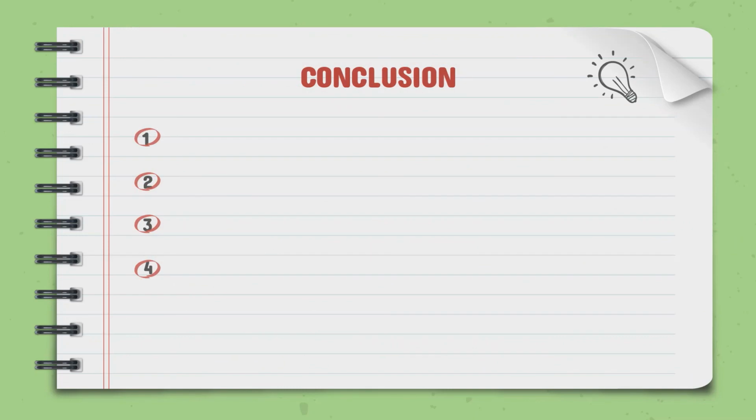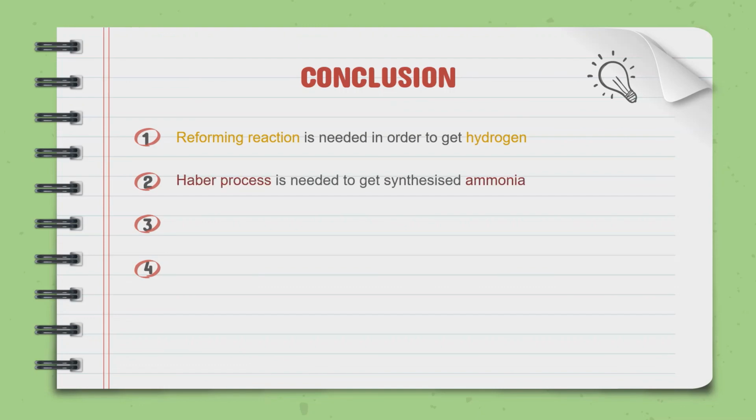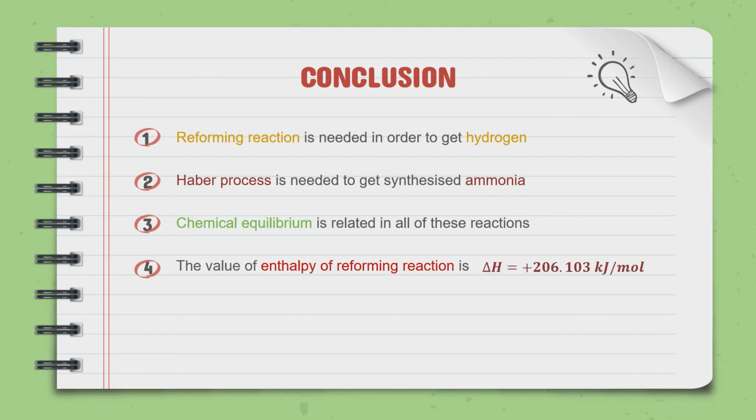Now that we are almost reaching the end of our video, we can conclude that first, the reforming reaction is needed in order to get hydrogen. Second, the Haber process is needed to get synthesized ammonia. Thirdly, chemical equilibrium is related in all of these reactions, since these reactions are reversible. Fourth and lastly, the value of enthalpy of the reforming reaction is positive 206.103 kilojoule per mole, which is an endothermic reaction, and it absorbs heat since the value is positive.